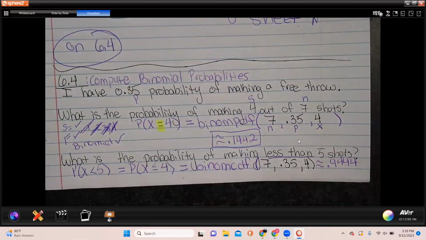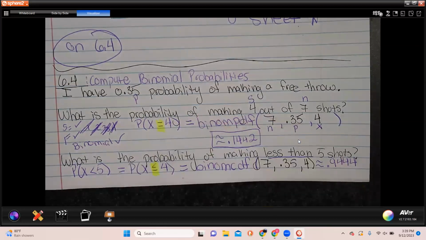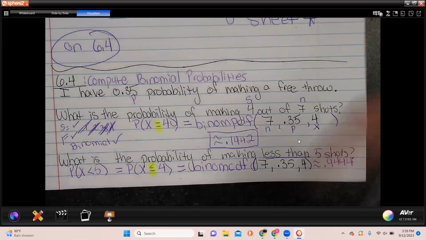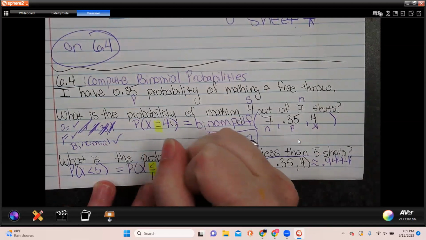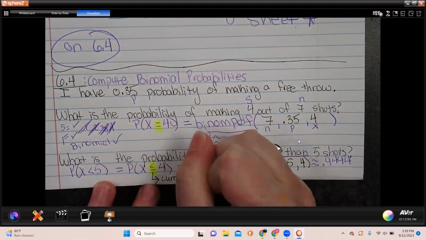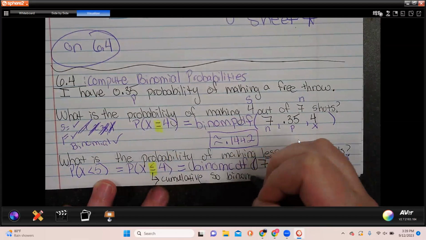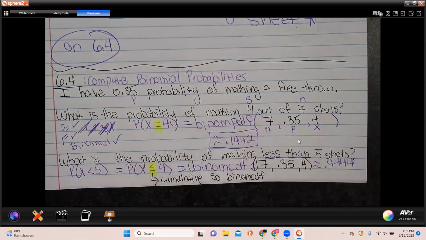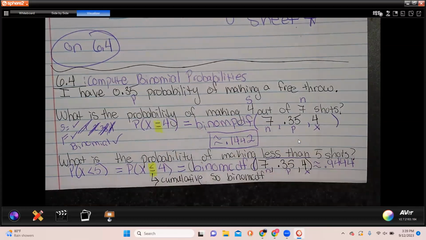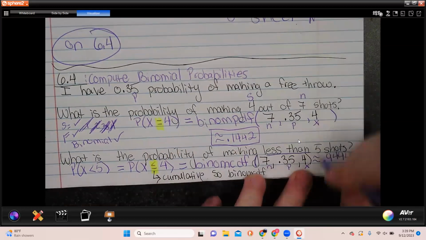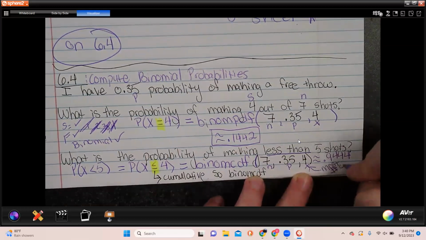Okay. So if I have the less than or equal to situation, I use the binomial CDF. This is cumulative. So I use binomcdf. Okay. Does that make sense? I hope so. There's nobody here to tell me.